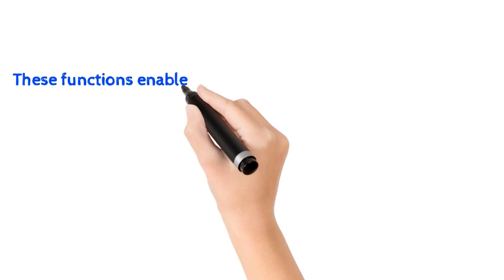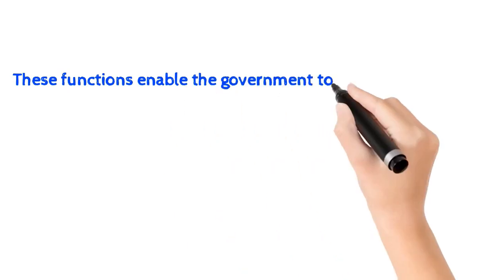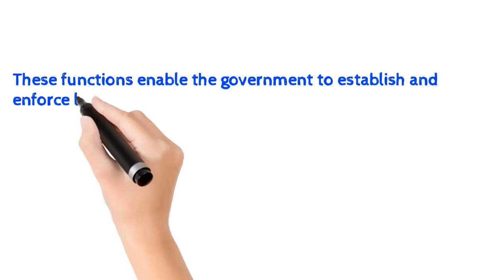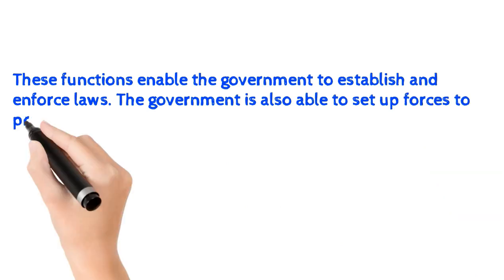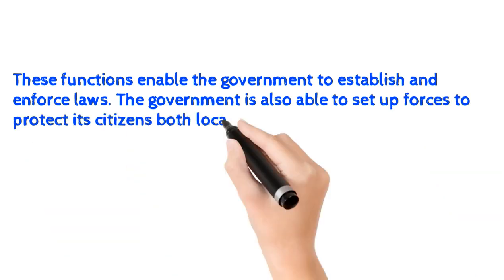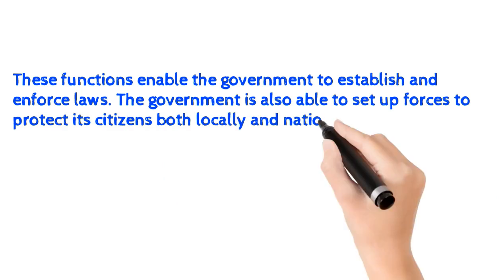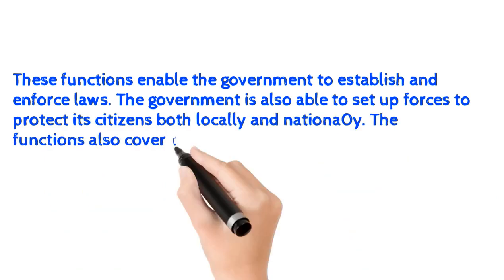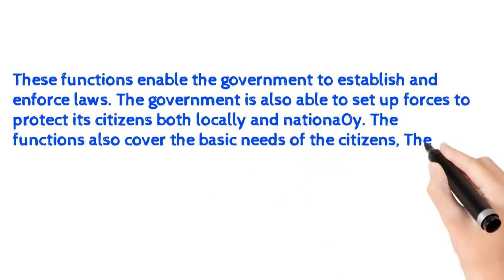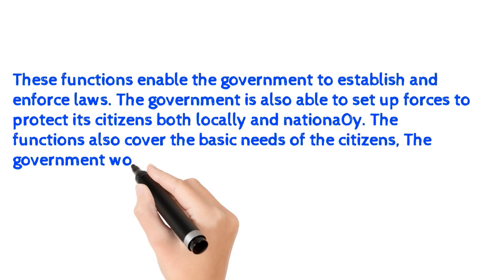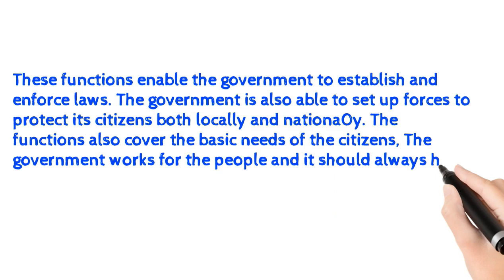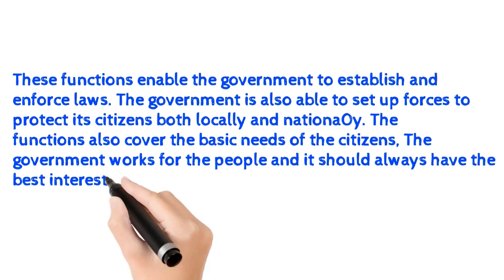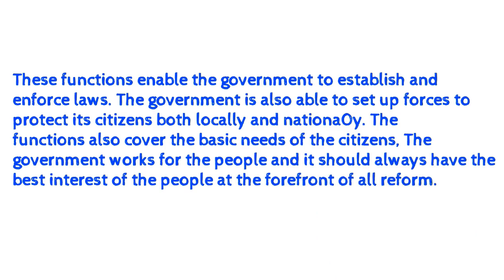So all these 7 functions that we've talked about enable the government to establish and enforce the law. The government is also able to set up forces to protect its citizens both locally and internationally. The functions also cover the basic needs of the citizens. The government works for the people, and it should always have the best interest of the people at the forefront of all reforms.